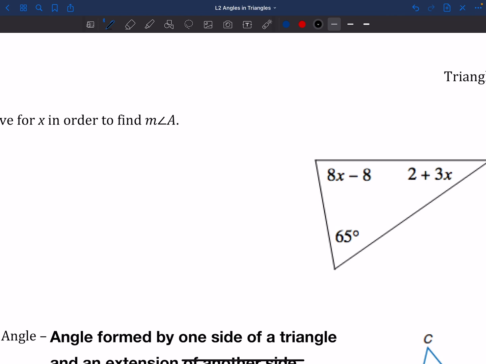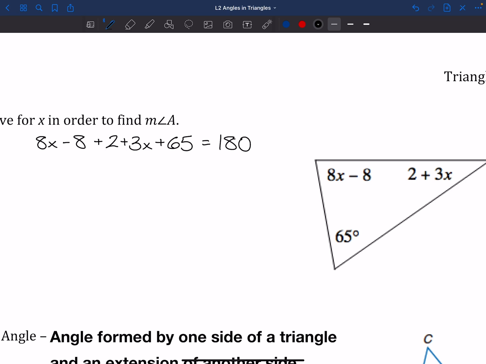All right, so hopefully you gave it a go. If not, give it a shot. It's not going to hurt, as I always have been saying. I feel like I say that every time. So I'm going to take 8x minus 8, and then I'm going to add on the other angle, 2 plus 3x. Then I'm going to add on that third angle, 65. Those three angles all together are going to have to give me 180 in this triangle, right?